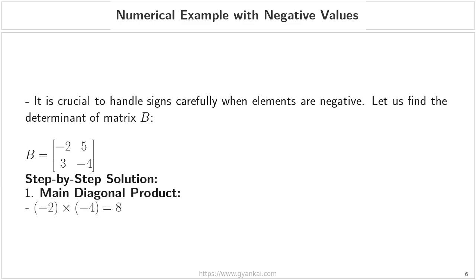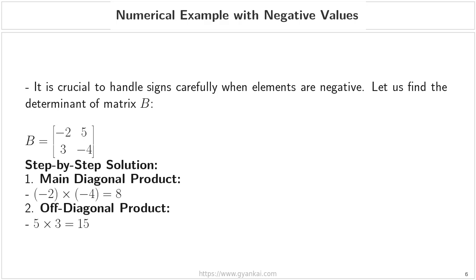First, we identify the main diagonal product. We multiply the element in the top left, which is negative 2, by the element in the bottom right, which is negative 4. Remember, a negative times a negative gives us a positive, so negative 2 times negative 4 equals 8.